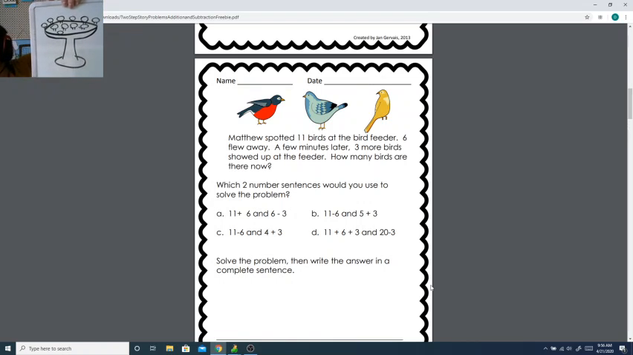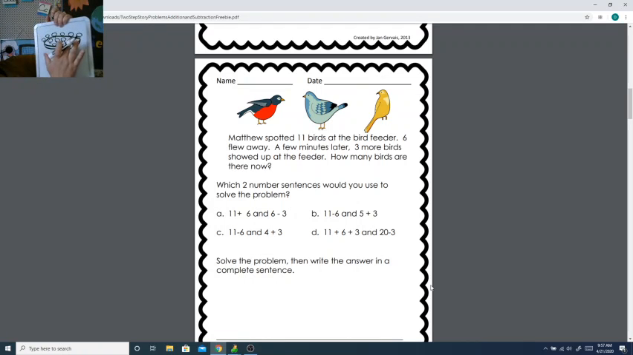Okay, and do you see how it's kind of almost harder to see all the birds when they're not color coded, right? So that's why sometimes it's easier to color code. I'm showing you the difference between the two. So he spotted 11 birds at the bird feeder. 6 flew away. So now what I'm going to do is I'm going to have these 6 fly away. So 1, 2, 3, 4, 5, 6. Okay, so that's our first step to the story problem.